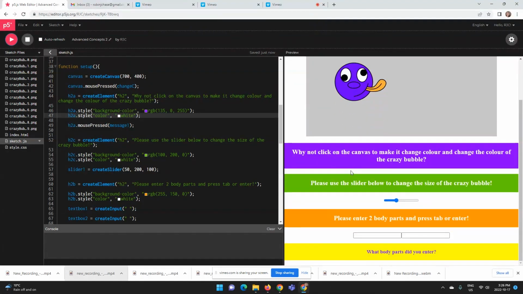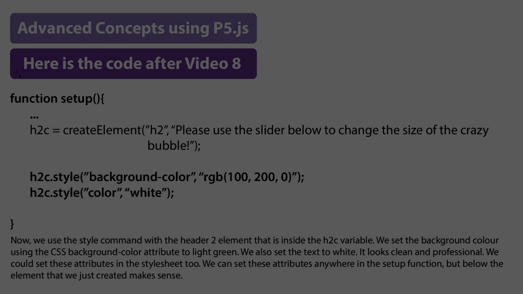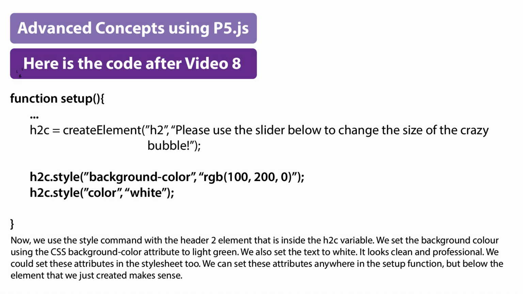Yeah, and now we can see that the element has a green background and white text. And here's the code that made it. We used the style command on the h2c element, and we gave the background color a value of 100, 200, and 0, which is a nice light green, sort of yellowish green. And then we also made the text color white.